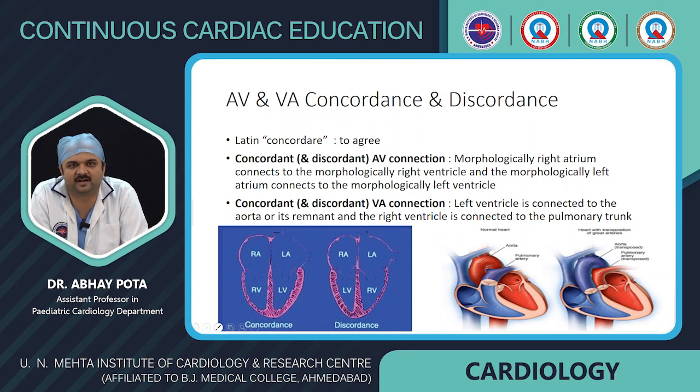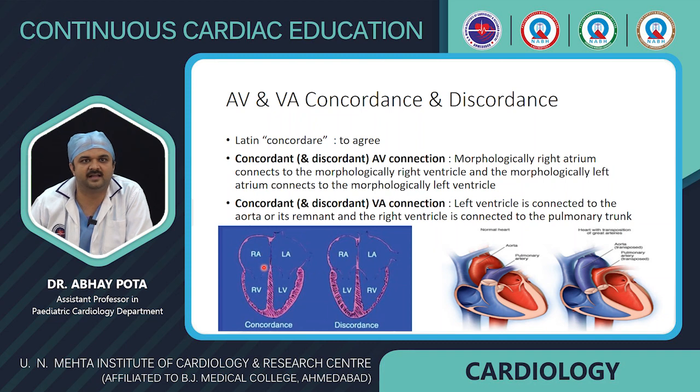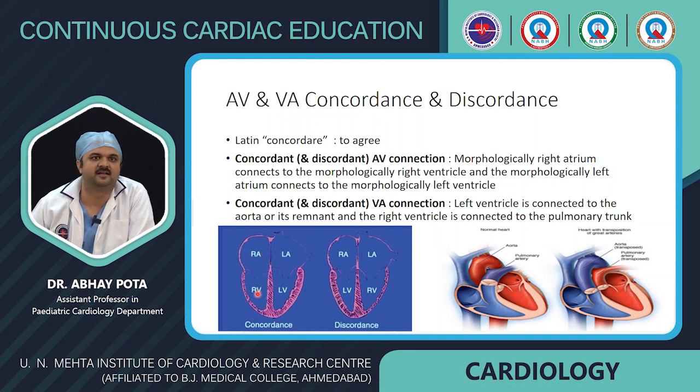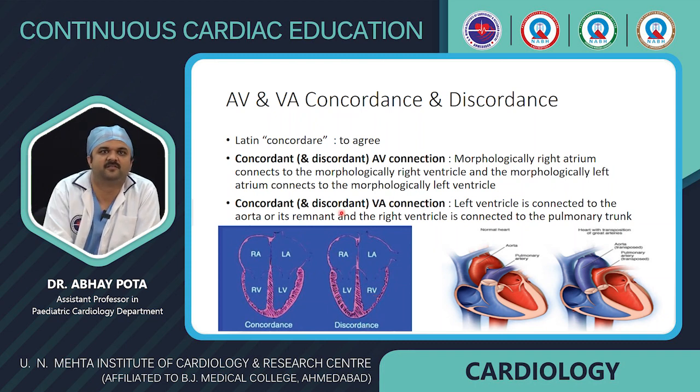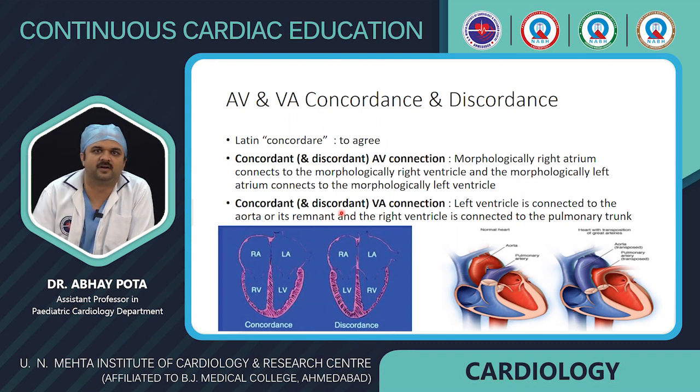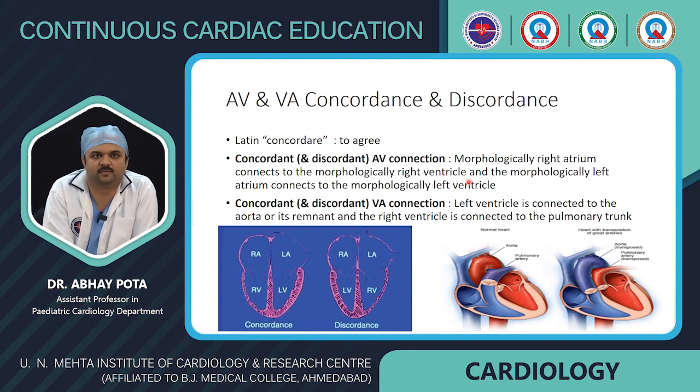What is discordant AV connection? As we can see here, RA is getting connected to RV, that is AV concordance. LA is getting connected to LV. While in this picture, RA is connected to LV and LA is connected to RV, that is AV discordance. Same way for VA connections also, LV is connected to aorta normally and RV is connected to pulmonary artery.